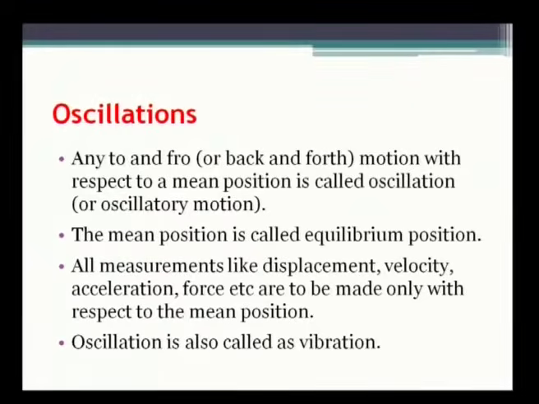So, three terms we have come across here. Mainly the to and fro motion is oscillation, and another important thing is the mean position. It is happening with respect to the mean position. The third important aspect is all the measurements are done with respect to the mean position or equilibrium position. Why it is called equilibrium position? The mean position is called equilibrium position. There is a reason. The reason we will see in the course of the lecture.